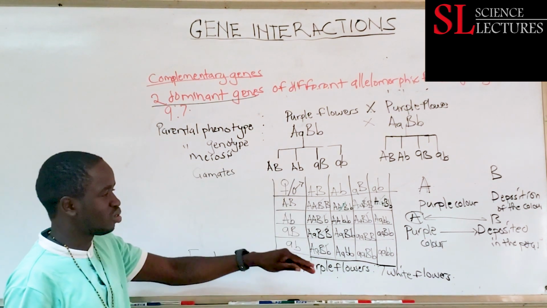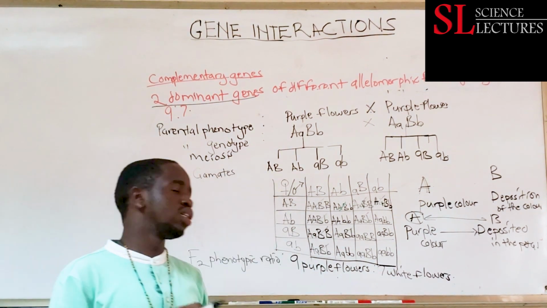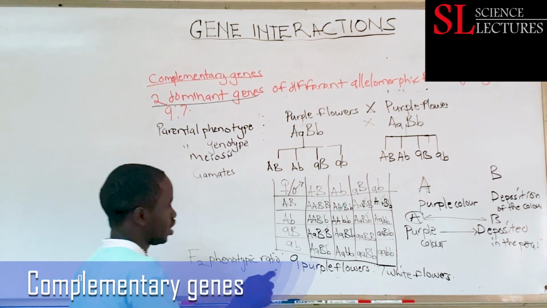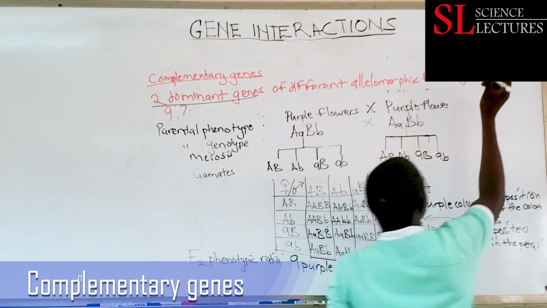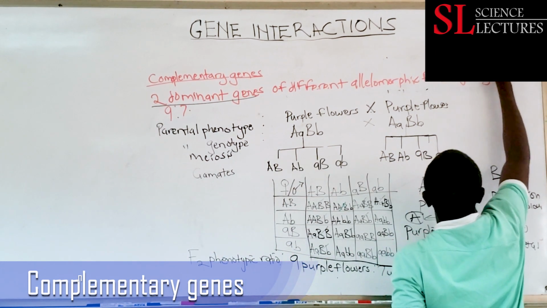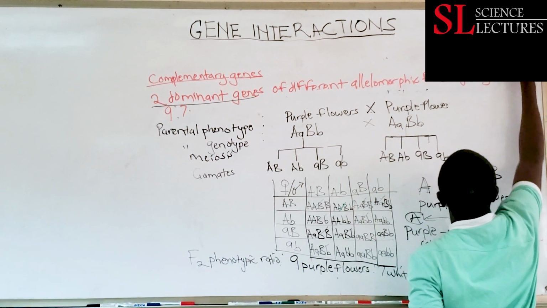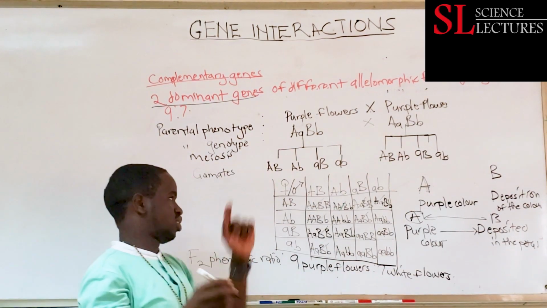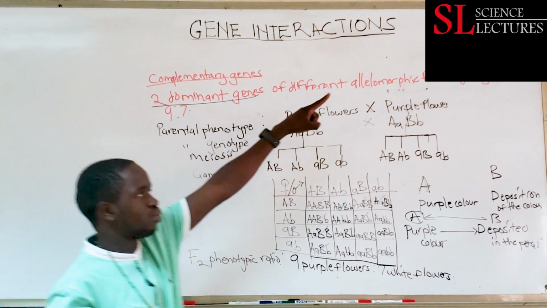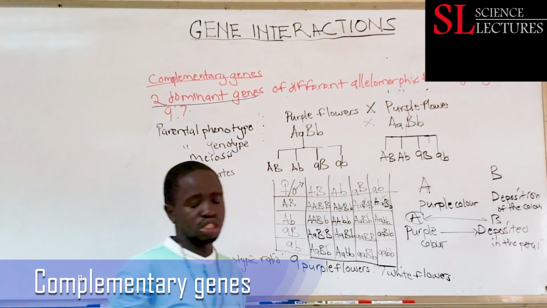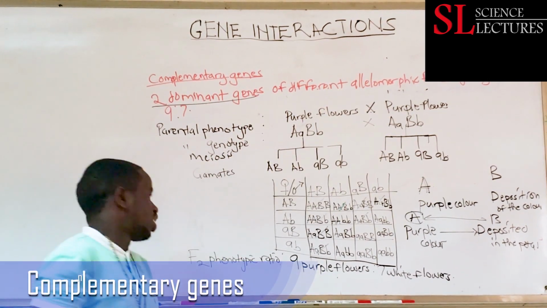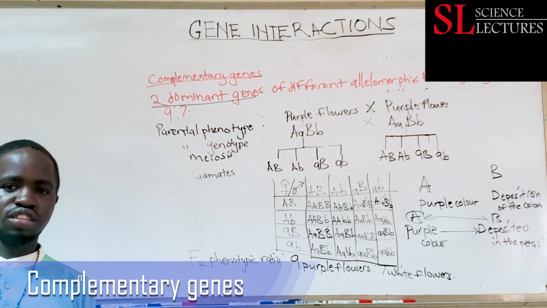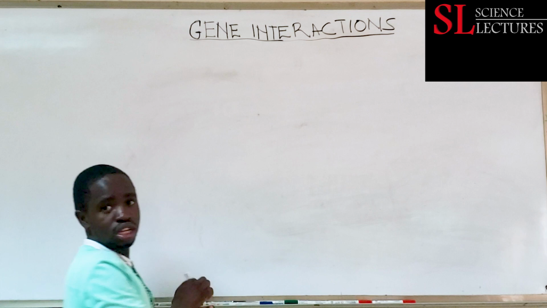Having any of the genes recessive gives you something completely different. The normal Mendelian ratio is, let's write it here, 9 to 3 to 3 to 1. But here in complementary genes we have 9 to 7, which is a deviation from the normal Mendelian dihybrid cross. That is all about complementary genes.